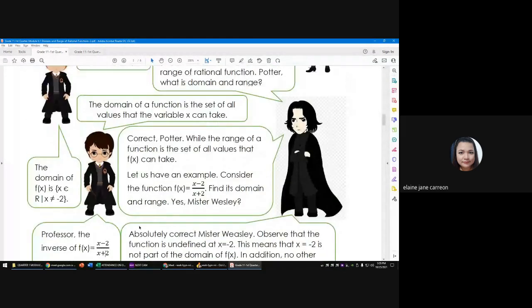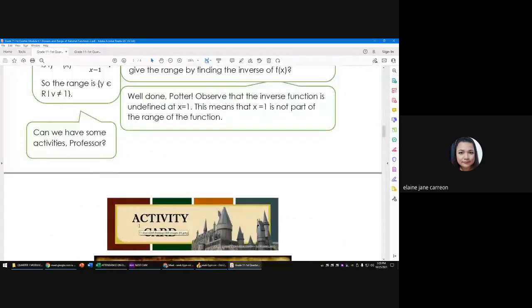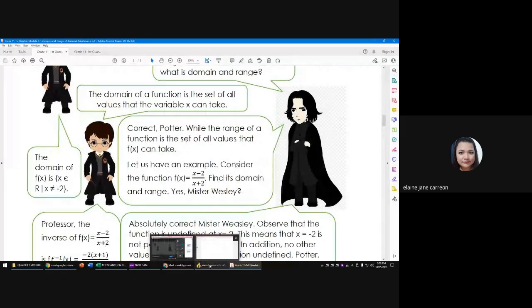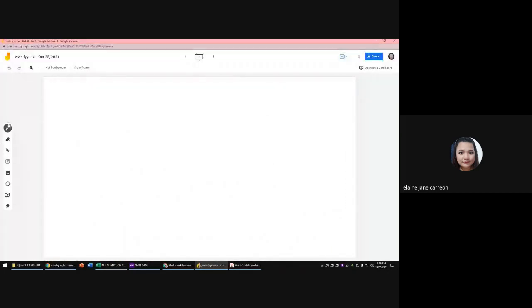So let's discuss this example. I'm going to show you my Jamboard. Our given is f of x is equal to x minus 2 over x plus 2.